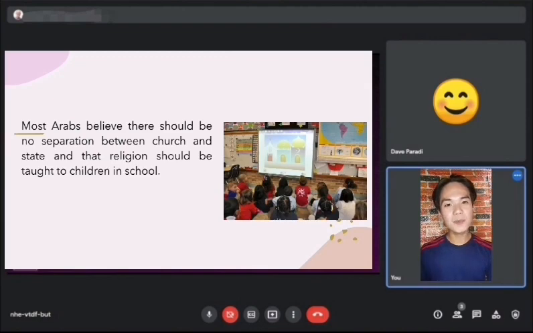So most Arabs believe there should be no separation between church and state, and religion should be taught to children in school. While there are multiple sects of Islam, Islamic law, or Sharia, is as important as any other type of law. According to Islam, piety is the most admirable characteristic someone can have.